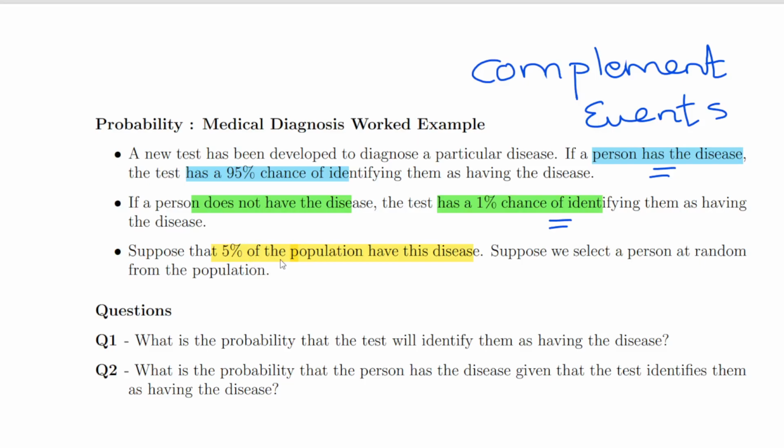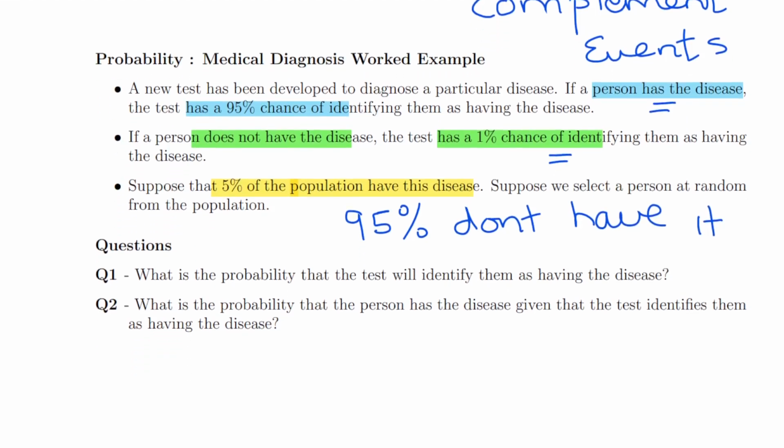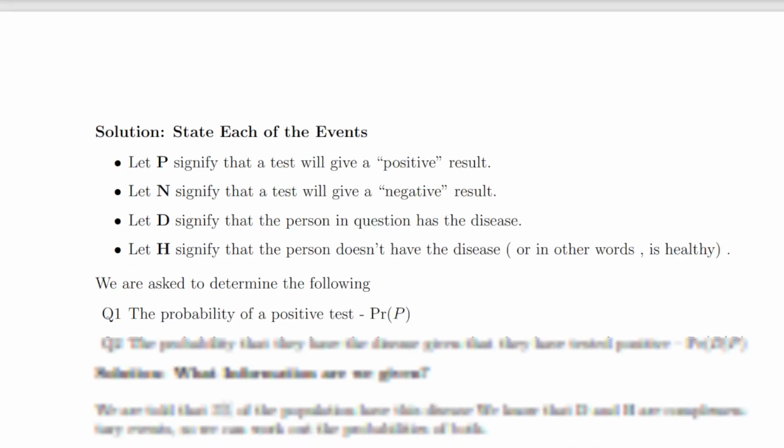Now, suppose that 5% of the population has the disease. Also, that means that 95% do not have it. Okay, so that's actually quite a lot to work on. Now, what is the probability the test will identify them as having the disease, and so on? We'll just come to that shortly. So let's just read through what we have to do here.